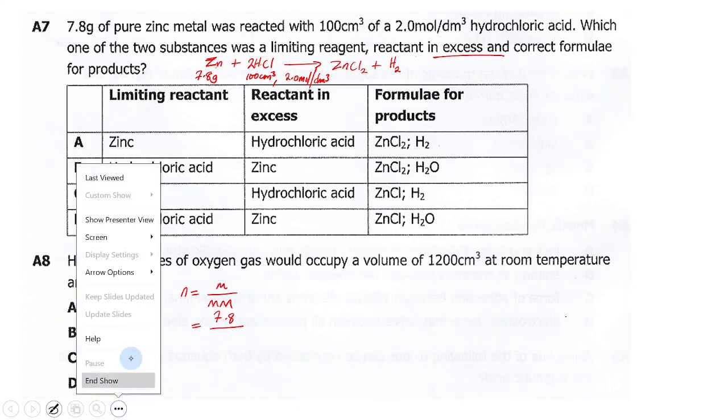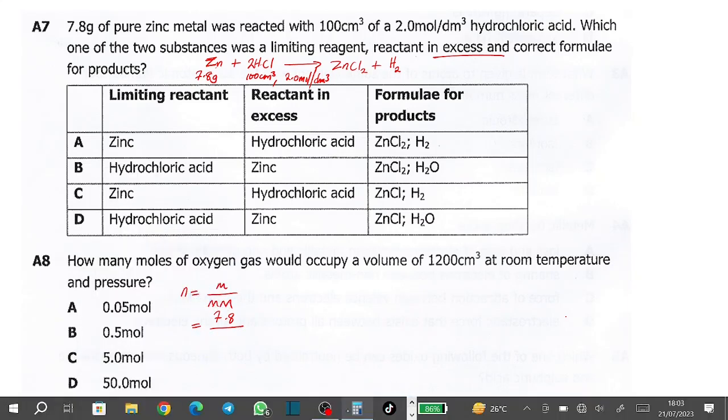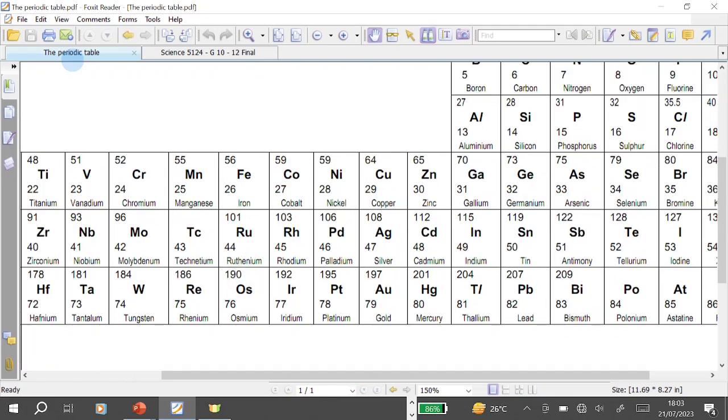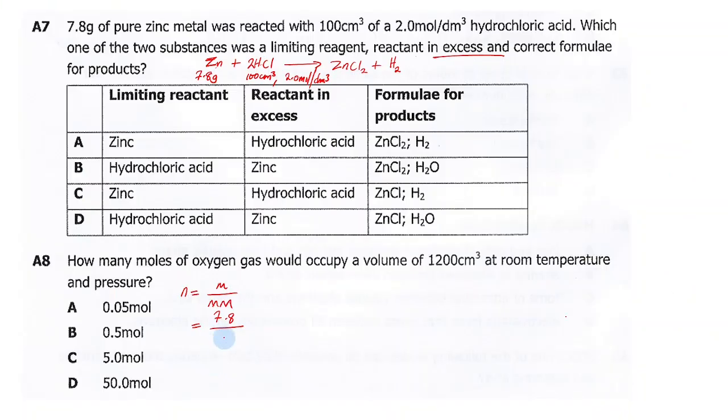If I go to the periodic table and check zinc, you'll see that the molar mass is equal to the atomic mass, 65. This is zinc, 65. So we'll say it is now going to be 65. Then we'll divide this 7.80 by 65.